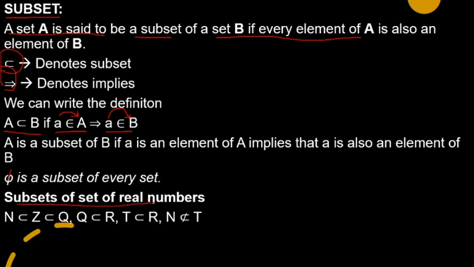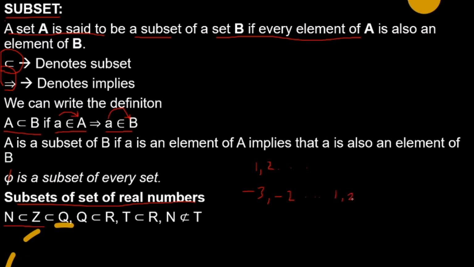Subsets of the set of real numbers. Simple actually. Natural numbers are a subset of integers, because we know that if this is natural numbers 1, 2 and so on and on, then for integers what do we have? Negatives, right? Negative 3, negative 2, then 1.